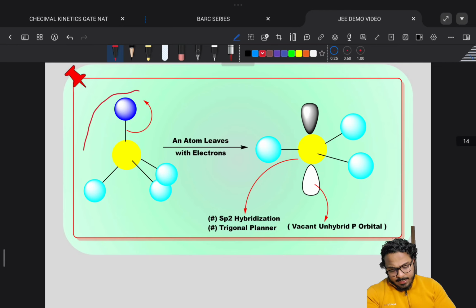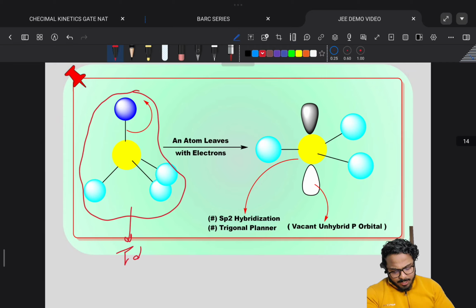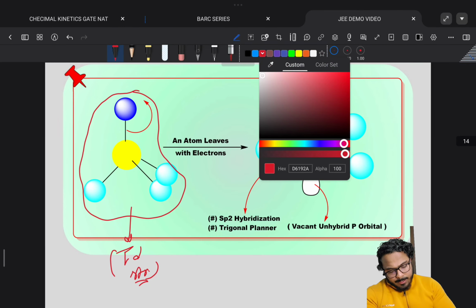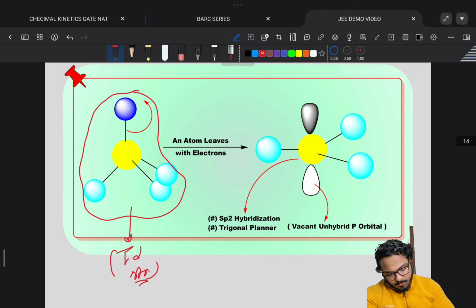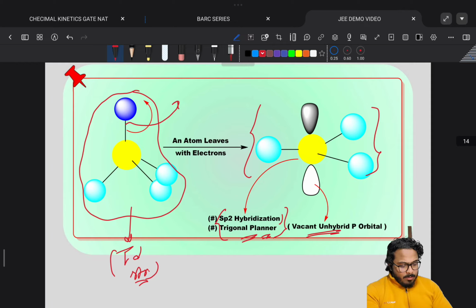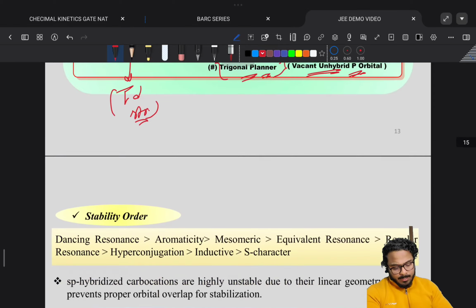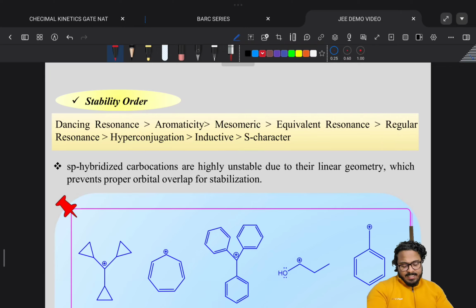As you can see, this is one compound. It has a tetrahedral structure. As one atom leaves, this atom leaves, and as you can see, this is sp2 hybridized and trigonal planar in shape. It has one vacant p orbital because one atom was lost, so for that reason it has one vacant p orbital. Okay, so this is the basic stability order of carbocation.